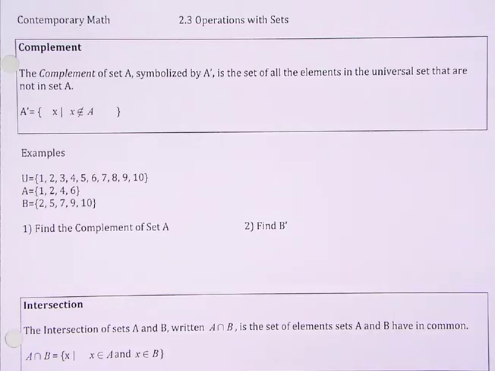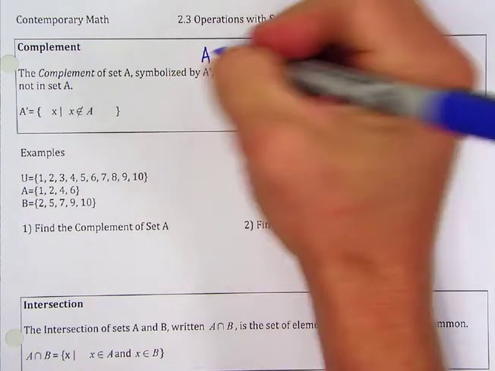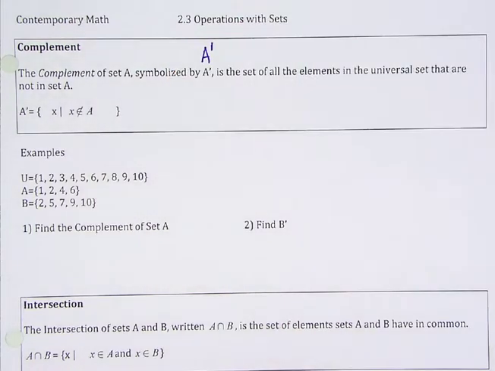So operations are kind of like adding and subtracting, multiplying and dividing, but with sets there's a few different things that we can do. So the first one we're going to talk about is the complement of a set. Now the complement of set A is going to be symbolized by A prime. Okay, so it's just an A with a dash there. Now it's going to be all the elements that are in the universal set that are not in set A.